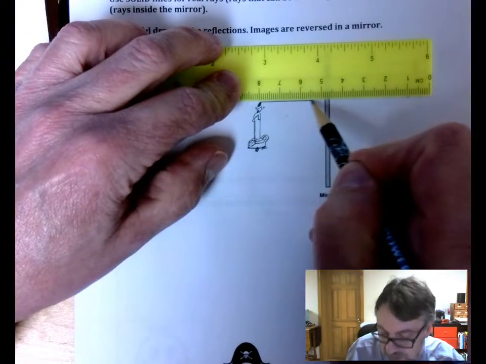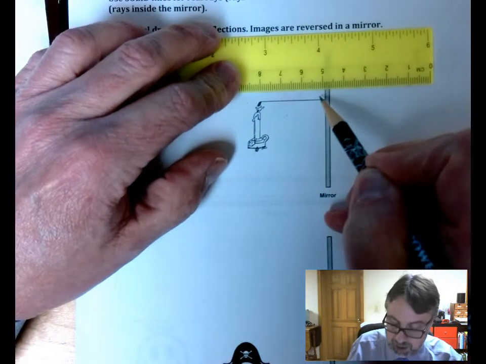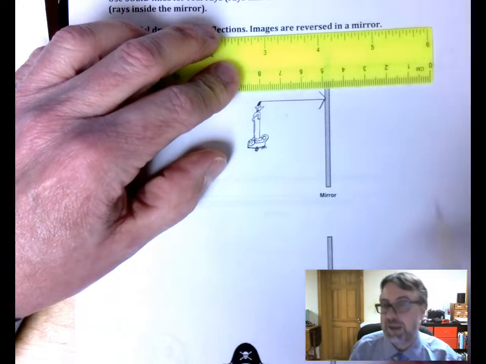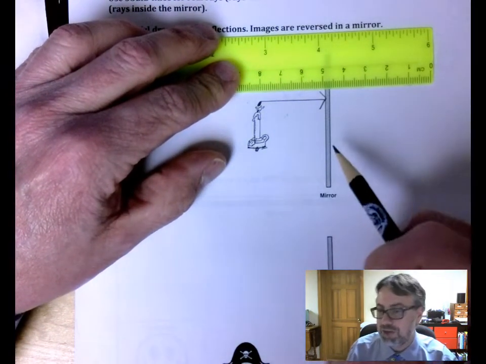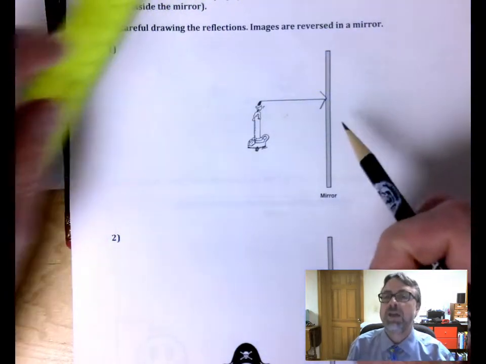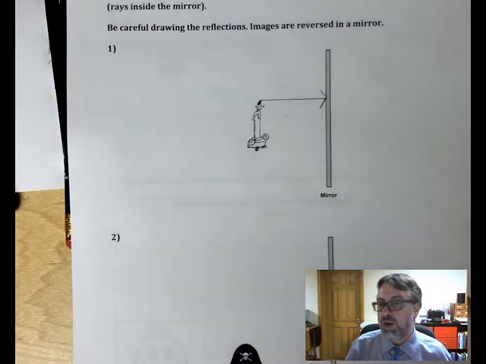Now, if you don't have a ruler at home, you can use a folded piece of paper as a straight edge, and that'd be fine. I'll do that for the bottom point just to show you that it doesn't really make a difference. So there's one ray going to the mirror.